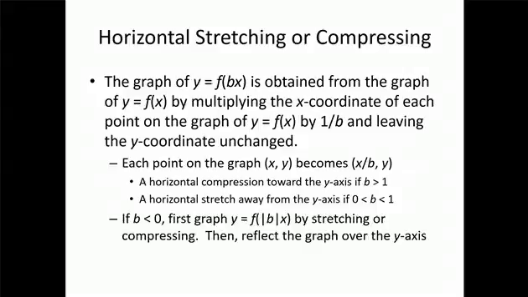If our b is negative, we'll take this as two transformations. We'll assume that it's a horizontal reflection in addition to a horizontal stretch or compression. So we'll take the absolute value of b and perform our horizontal stretch or compression and then reflect the graph over the y-axis second.